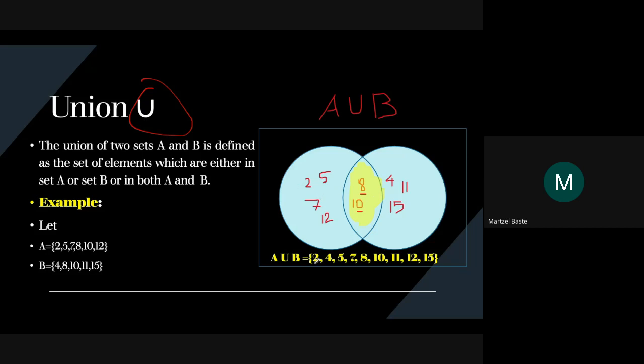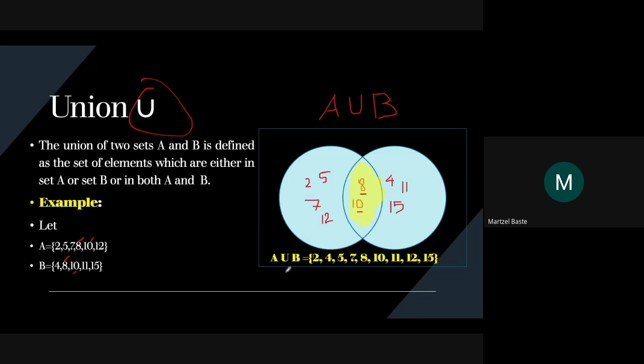You can sort them, but it's also okay to start with the first set 2, 5, 7, 12, then 8, 10, 4, 11 and 15. Is there anything common between them? 8 and 10. Good eyes. Very good. 8 and 10, Sarah.